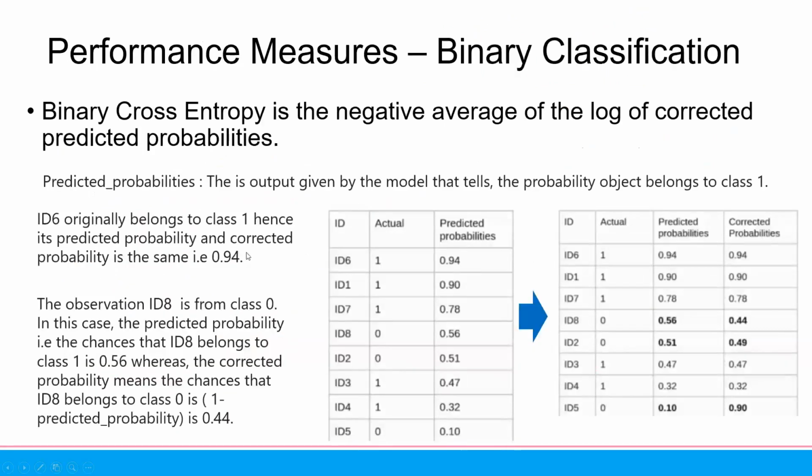So let me give you one example. It is better to show with an example. The binary cross entropy is the negative average of the log of the corrected predicted probabilities. Let's say I have 1, 2, 3, 4, 5, 6, 7, 8. I have 8 data. The predicted probabilities. What is it?